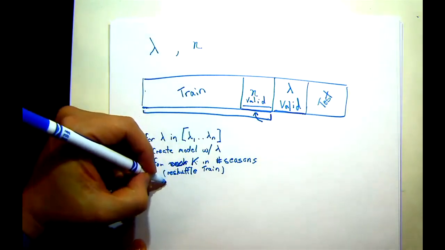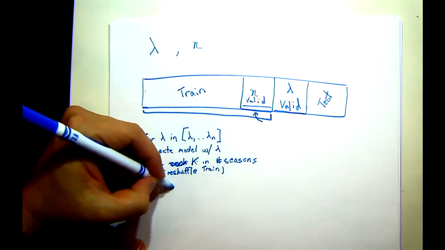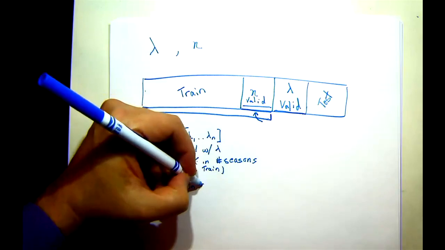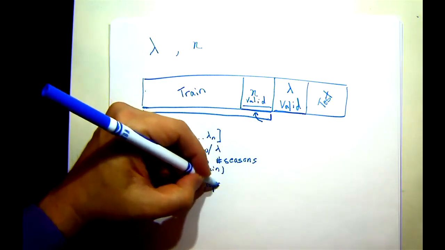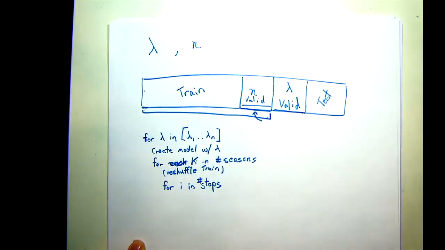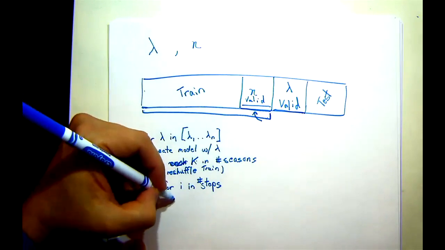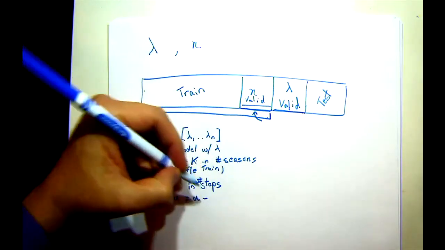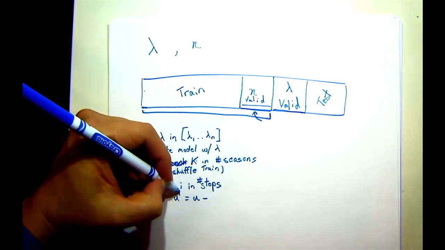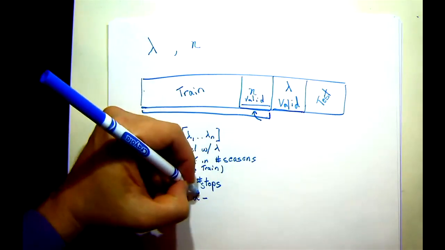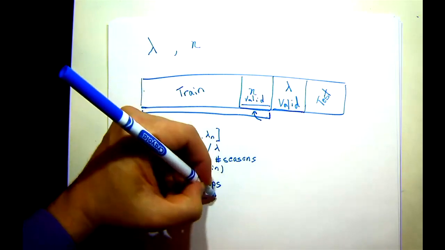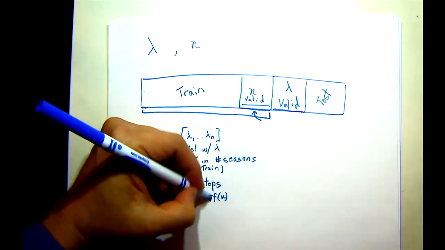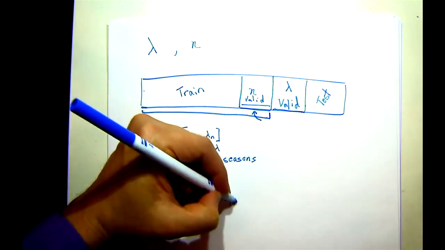So then inside of here, you're going to have a for loop. i in steps, number of steps, and this is where you're going to do your update each time. This is u_i equals u_i minus the learning rate times the gradient of f of u at the current u.